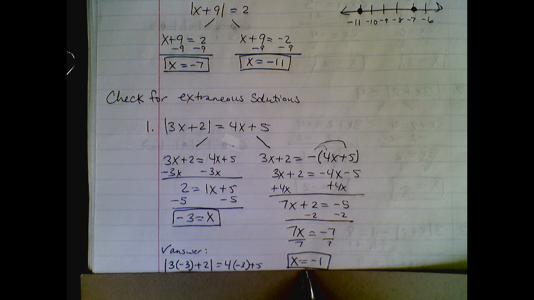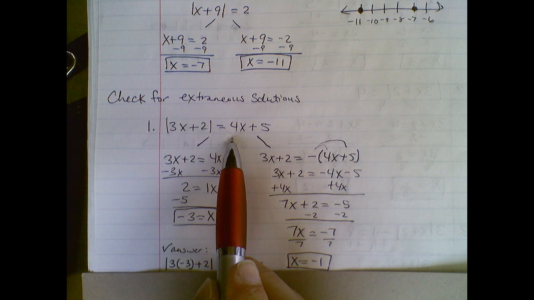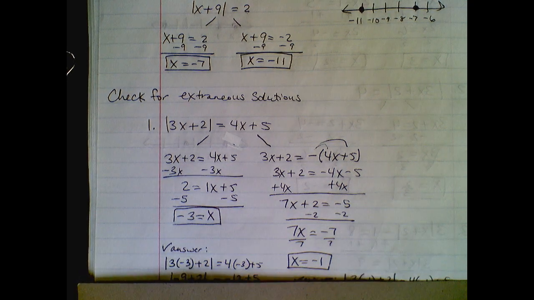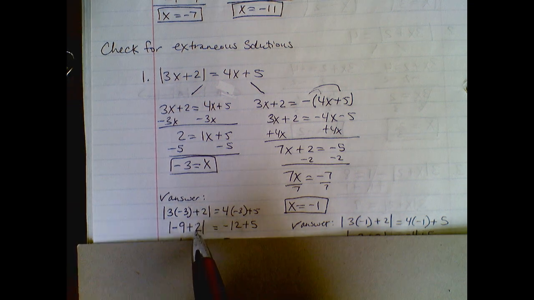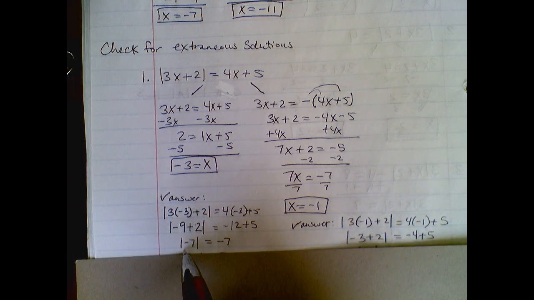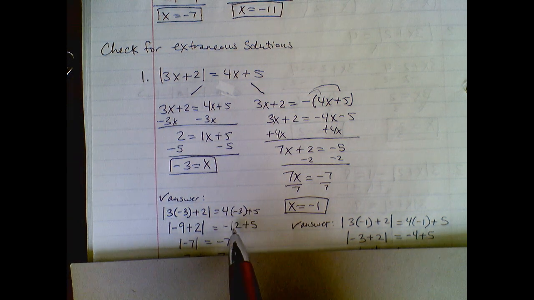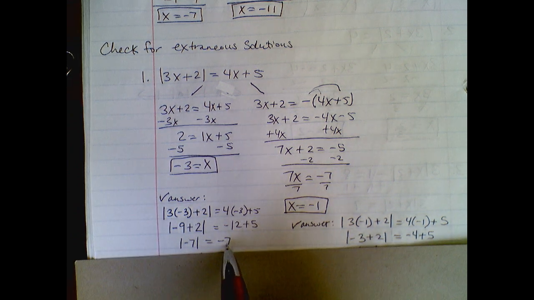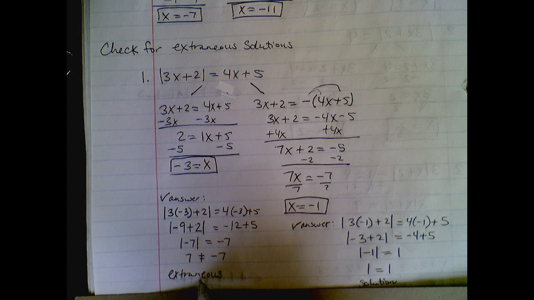What is different though, when it says in the directions check for extraneous solutions, we want to do that. So when I plug this negative 3 back in for my x's, like I did down here, see if both sides equal the same. So 3 times negative 3 is negative 9, plus 2 is negative 7. The absolute value of negative 7 is 7. Over here I have 4 times negative 3 plus 5, so 4 times negative 3 is negative 12, plus 5 is negative 7. Notice how both sides do not equal the same. I have 7 does not equal negative 7. So this one is going to be an extraneous solution.